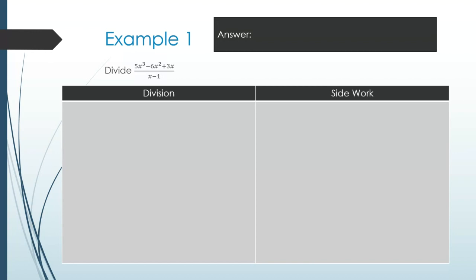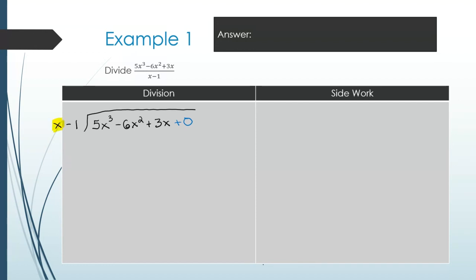So we have 5x cubed minus 6x squared plus 3x, and we're dividing it by x minus 1. So I need to set this up. And now the key when you're dividing polynomials is you have to make sure you have all of your terms. If you're missing anything, you have to add a 0 there. You need that placeholder because it matters when it comes to determining the remainder and for lining everything up. Because I didn't have a constant term, I needed to add that in. And then I'm dividing this by x minus 1.